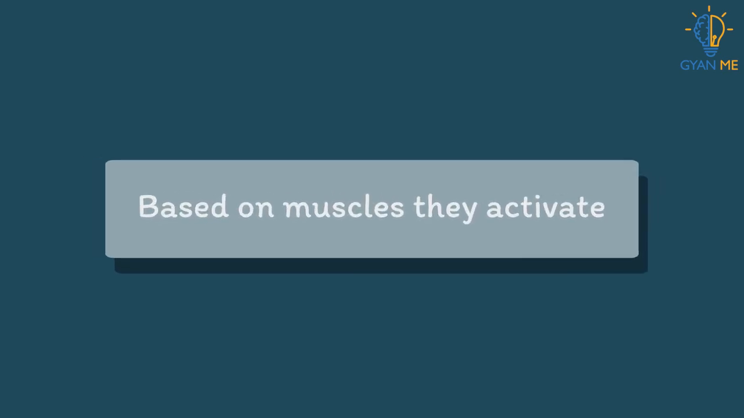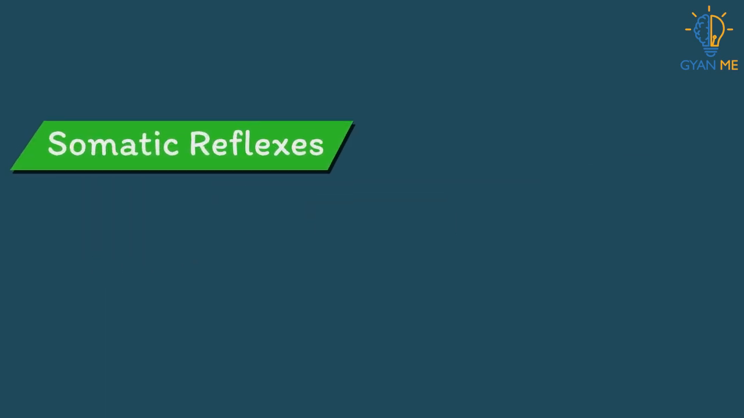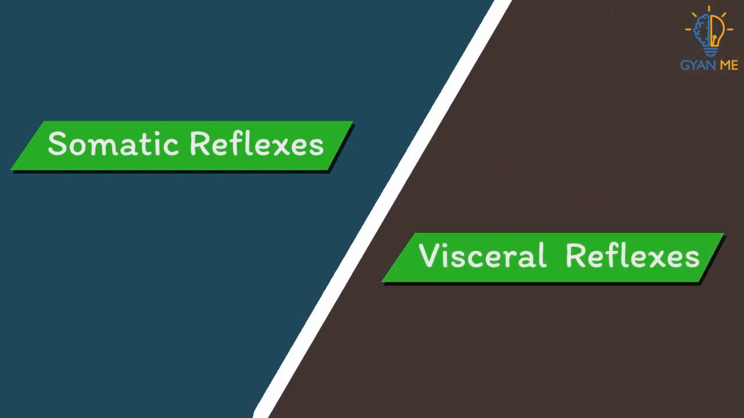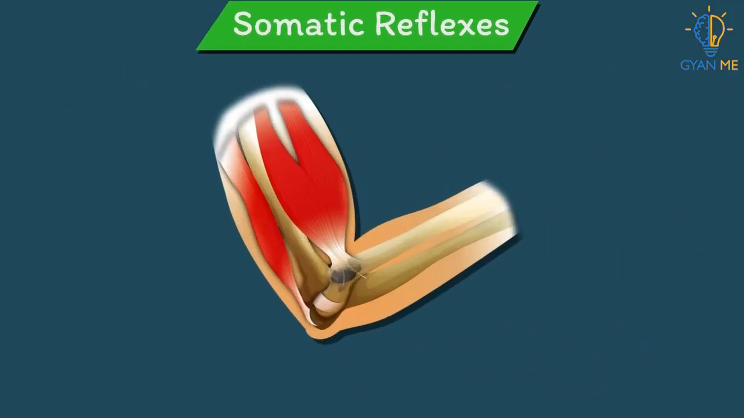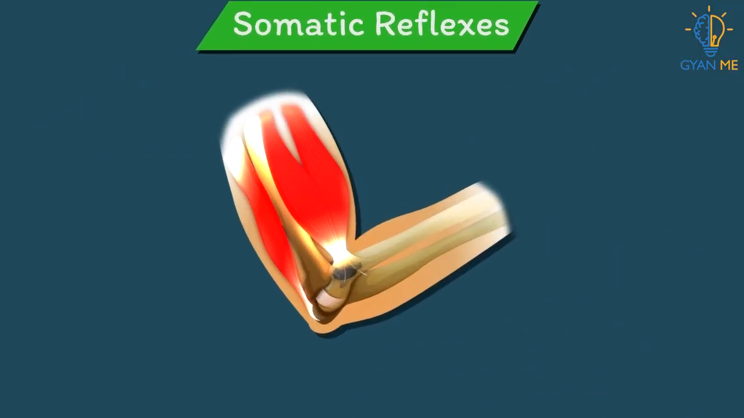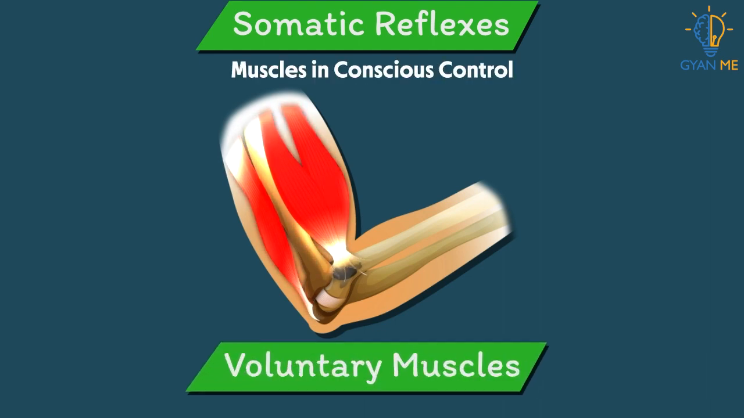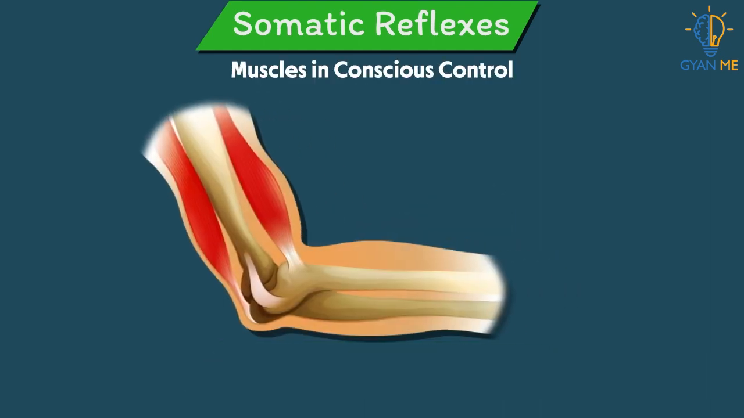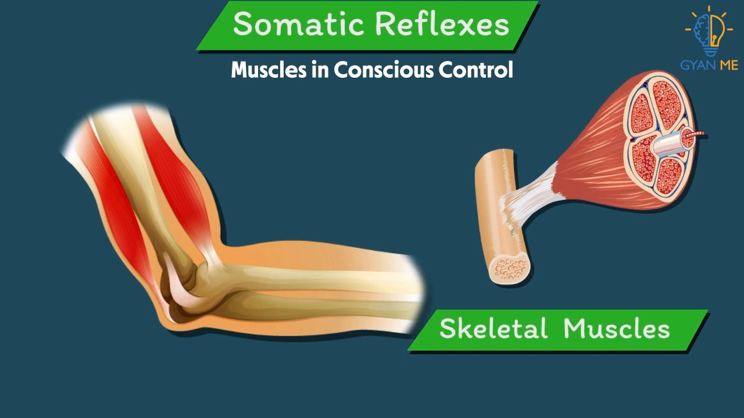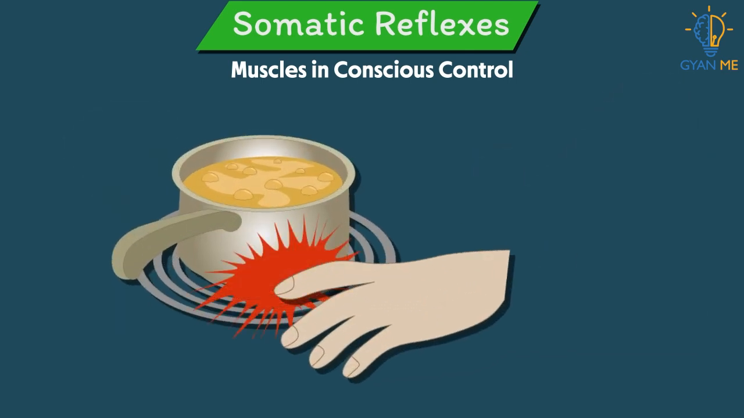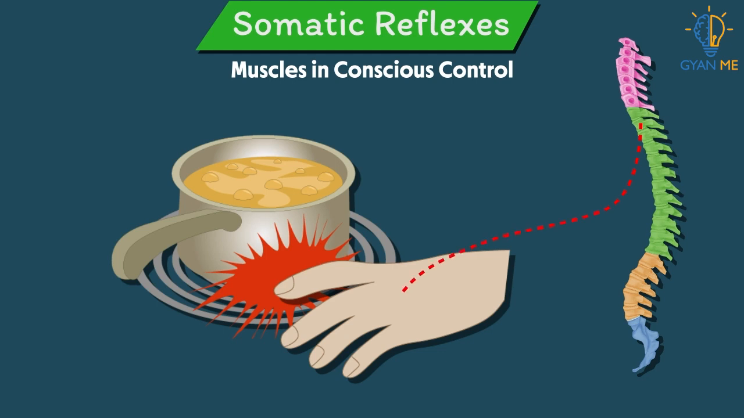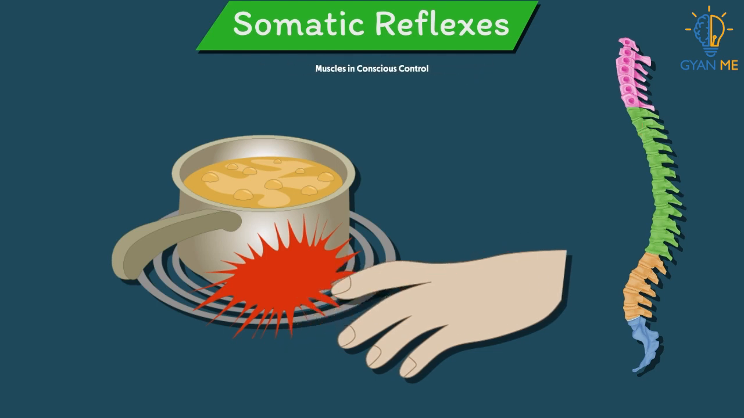Now let's see classification based on which muscles they activate. There are two principal types of reflexes based on which muscles they activate, which are somatic reflexes and visceral or autonomic reflexes. First, let's see somatic reflexes. Somatic reflexes activate muscles which are under our conscious control, called voluntary muscles. This causes the contraction of muscles like skeletal muscles.